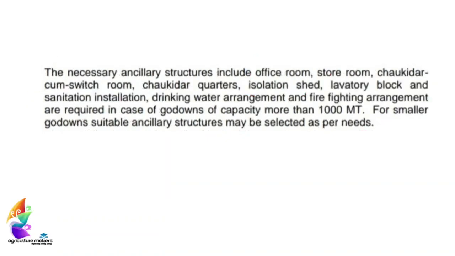If the capacity of the godown is greater than 1000 metric tons, the necessary structures including office room, store room, chowkidar cum switch room or chowkidar quarters, isolation shed, laboratory block, sanitation installation, drinking water arrangement and firefighting arrangement are required. For smaller godowns, suitable ancillary structures may be selected as per the needs.